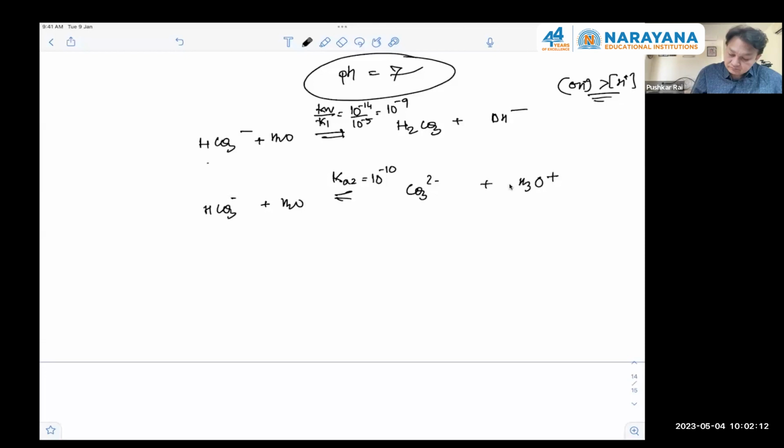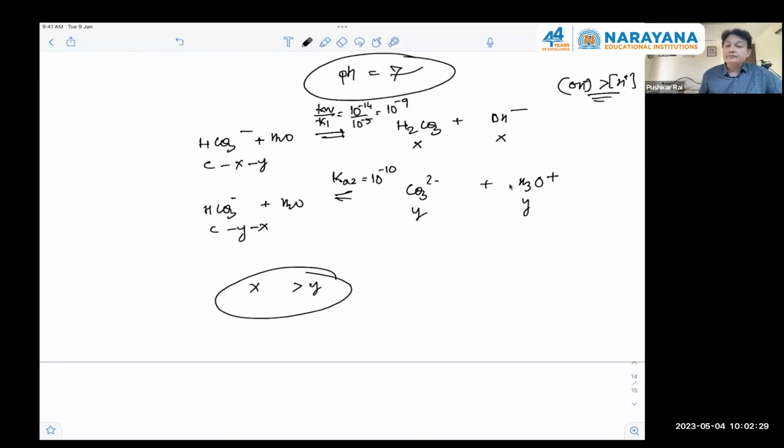So if this is C, this is also C, this is minus X, this is minus Y, this is X, this is X, this is Y, this is Y. One thing is absolutely sure that X is going to be greater than Y at any cost. Do you agree? And the solution's pH is going to be more than 7.